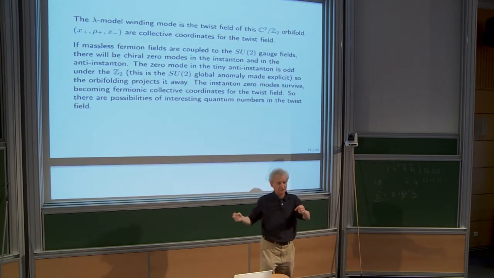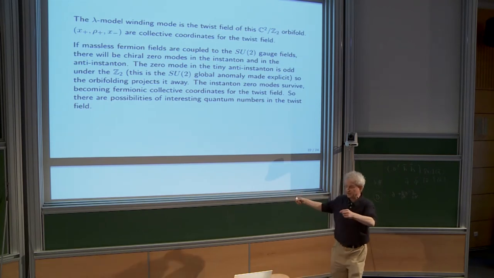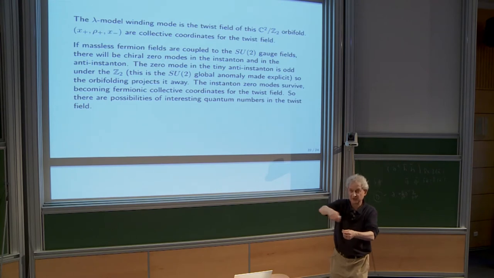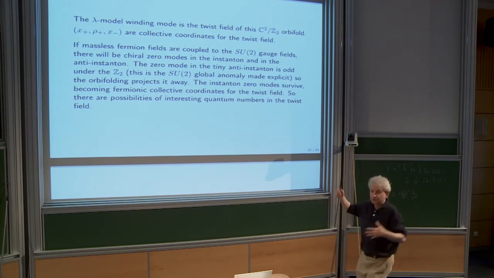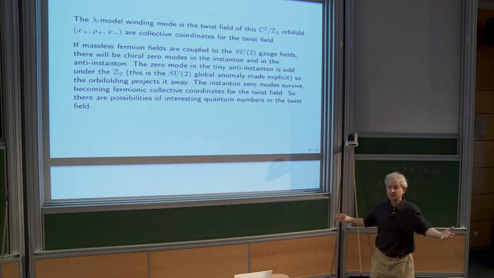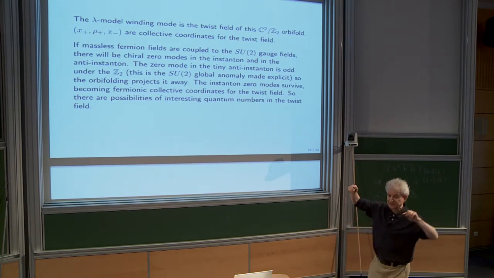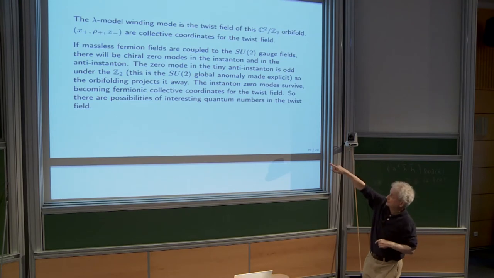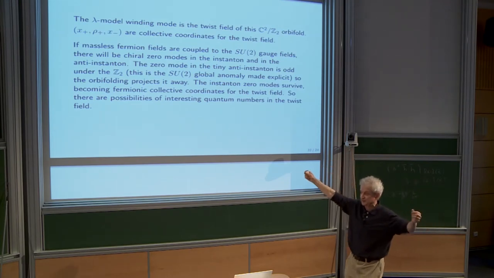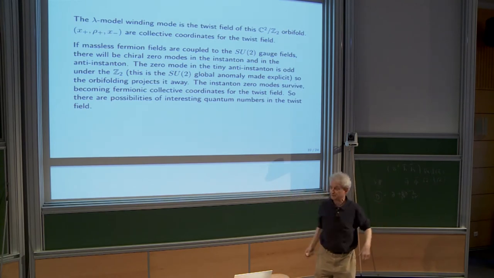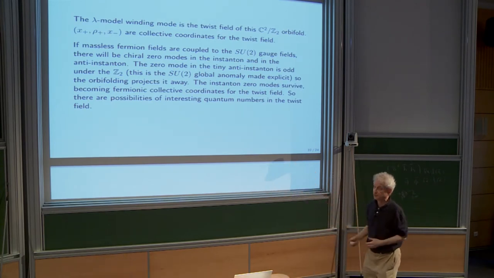Okay? So in the lambda model, the winding mode for such a loop is just the twist field for this orbifold. Okay? And we did this for fixed values of the location of the instanton and the anti-instanton, and for fixed size parameter for the instanton, so they're collective coordinates.